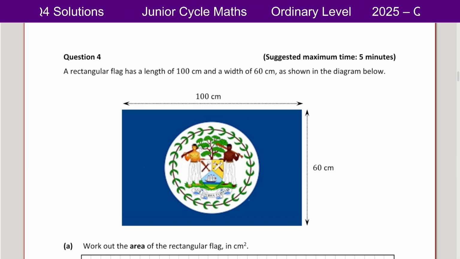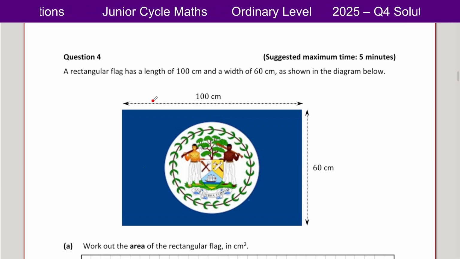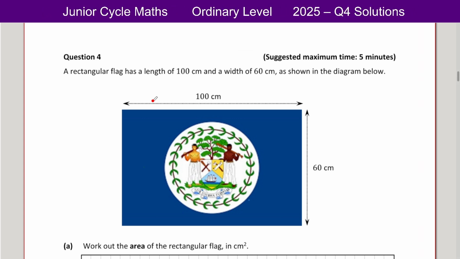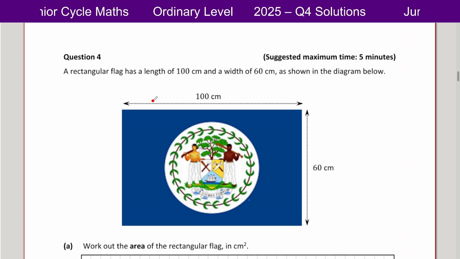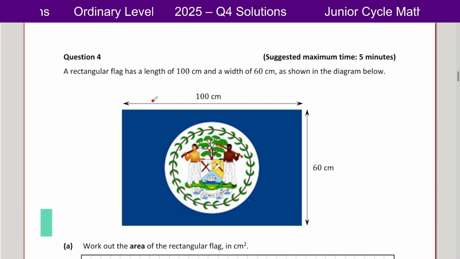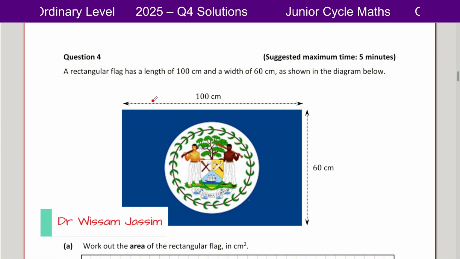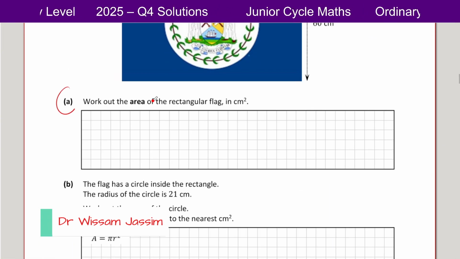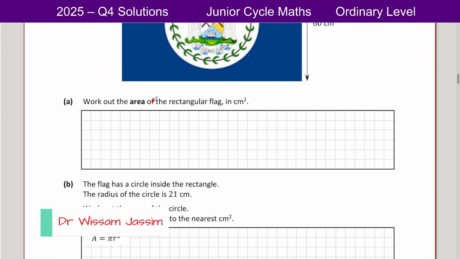Hello again. Here is question 4 from the 2025 Junior Cycle Ordinary Level Maths exam. The question is on the topic of area and volume, and we have two parts here, part A and part B, that we need to answer.